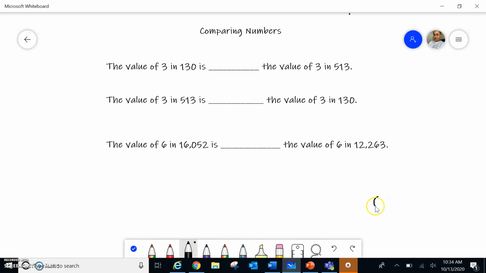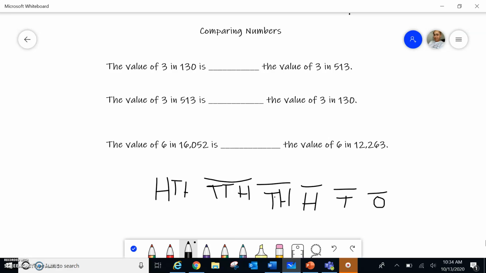So we know we have our ones, we have our tens, hundreds, thousands, 10,000s, 100,000s, and so on and so forth, and it would keep going. Alright, and remember when we talked about it, we said every time we move to the left, so every time we go up, it is 10 times more.